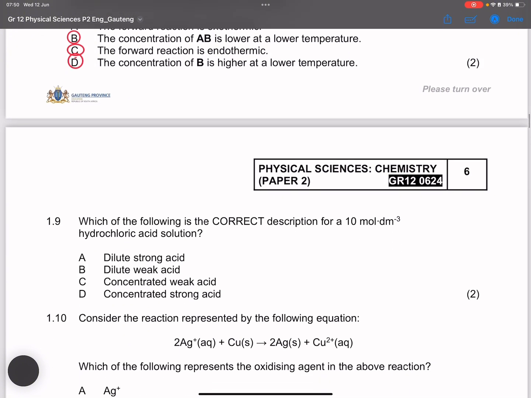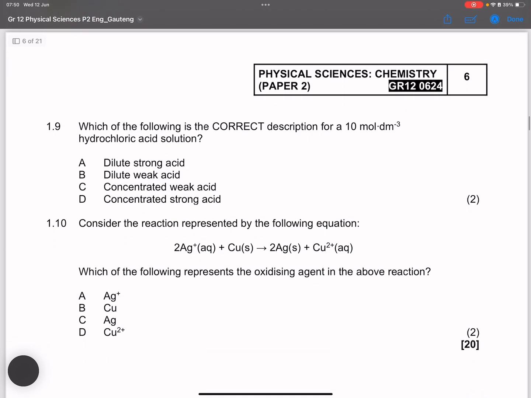Right. So the next one, they say, which of the following is the correct description for 10 moles per cubic decimeters of hydrochloric acid? So definitely that's a high concentration, right? And hydrochloric acid is a strong acid. Okay, so that's a concentrated strong acid. So D is the only option that's correct there.